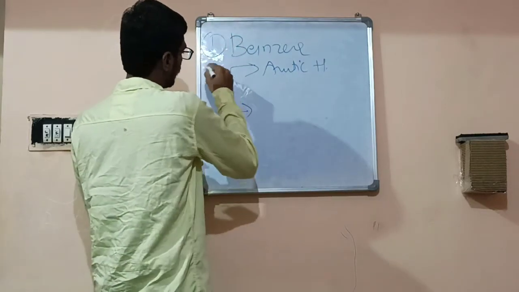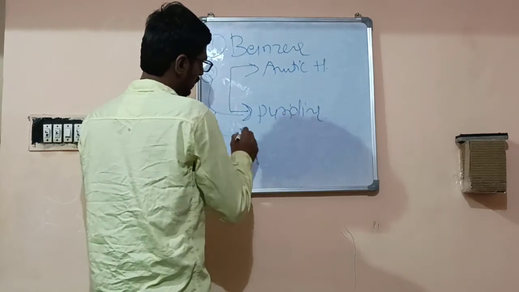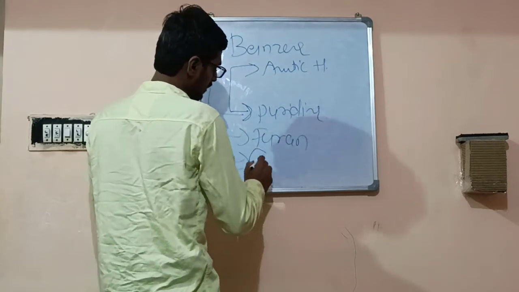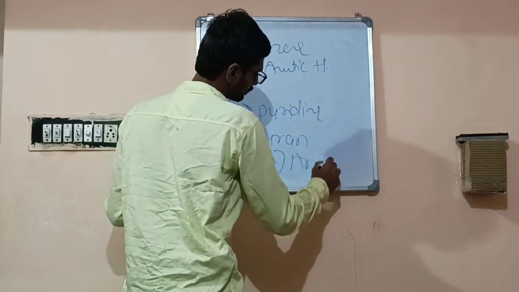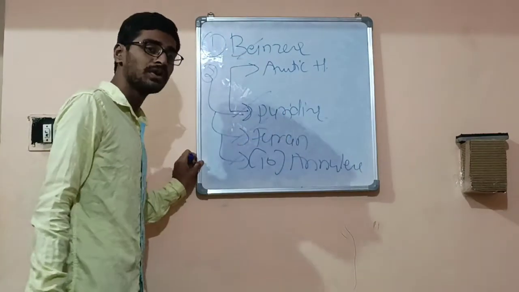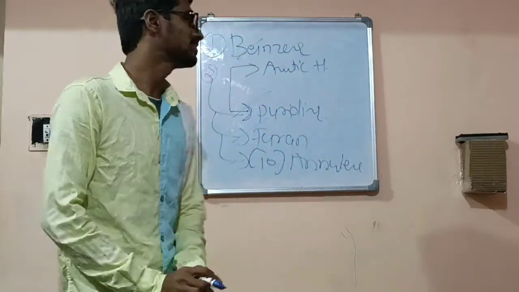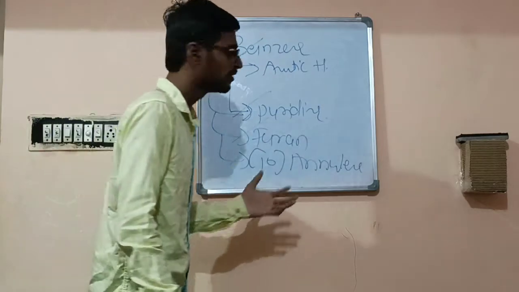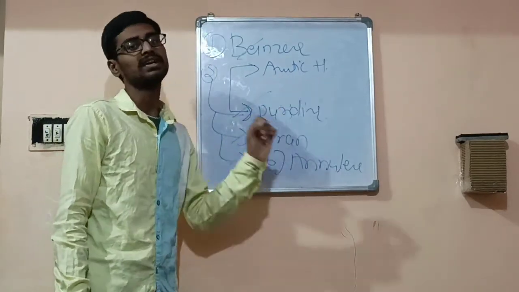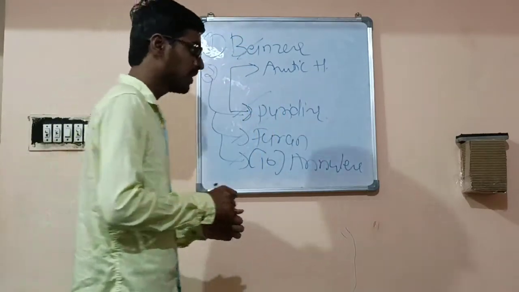And then we have another example called pyridine, then another example called furan, and last but not least, aniline. These are the four compounds in which we have to prove whether they are really aromatic hydrocarbons or not by using one of the methods called Huckel's rules. Using Huckel's rules we have to show whether these are completely aromatic, whether they possess aromatic nature or not. Now we will begin one by one.